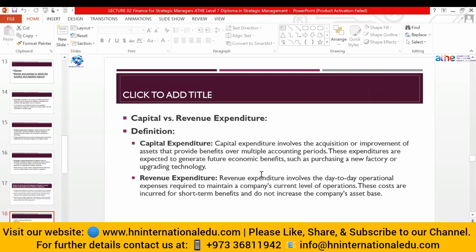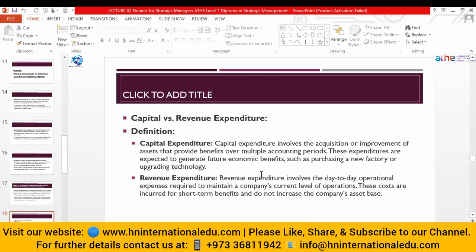First is the difference, capital versus revenue expenditure. Capital expenditure means it involves the acquisition or improvement of assets that provide benefits over multiple accounting periods. Because once you have invested in an asset, whether it's current or non-current, it is going to give you a benefit. Asset never depreciates its value. The expense is still there, but it never depreciates, it always appreciates most of the time.